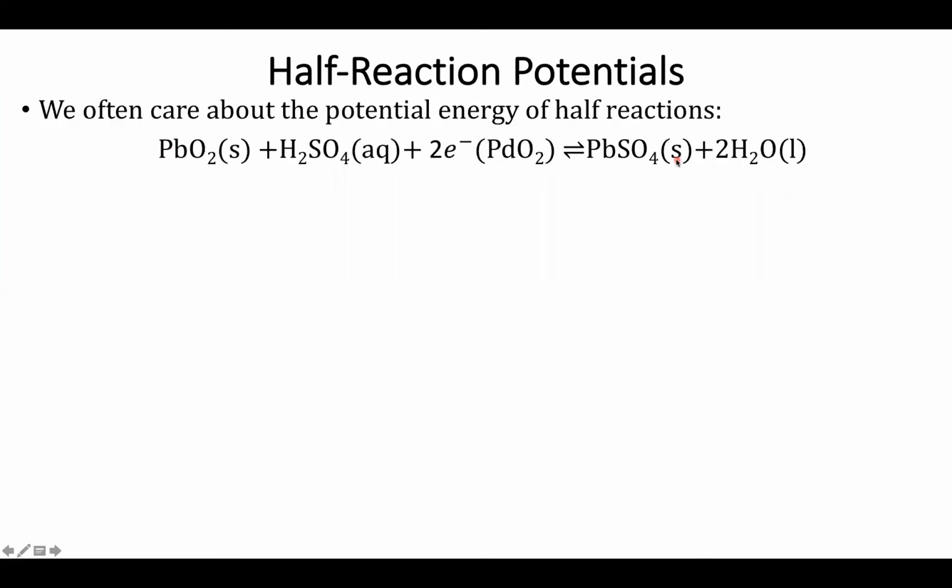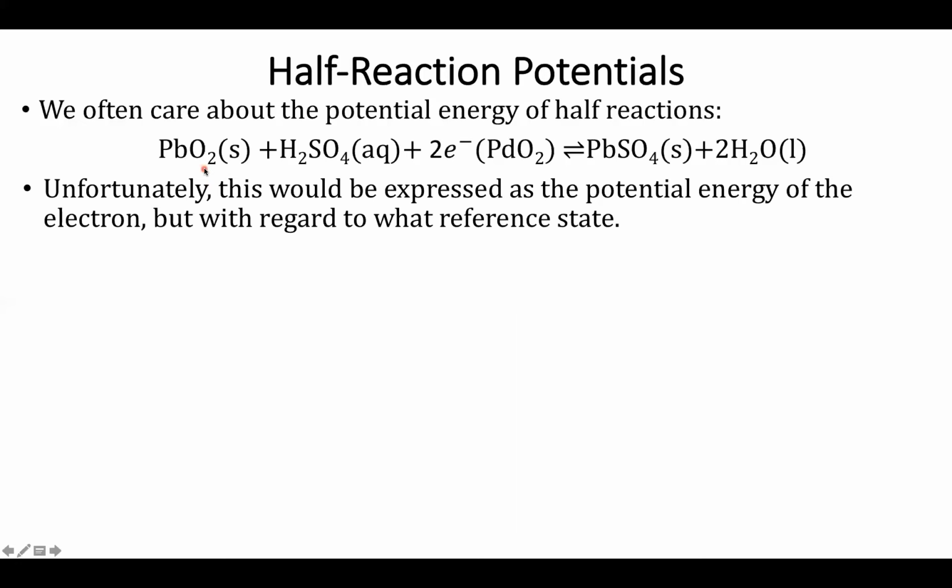Let's focus on the reduction reaction here, of lead oxide reducing to lead sulfate. If I want to determine how favorable this reaction is, I might want to figure out the potential of the system. But we run into one major problem, which is this poor little electron, which is stuck on our lead oxide electrode. It needs to go somewhere. And so, what I need to do is try and figure out how much energy that electron has. But here's where the whole idea of reference state becomes very important.